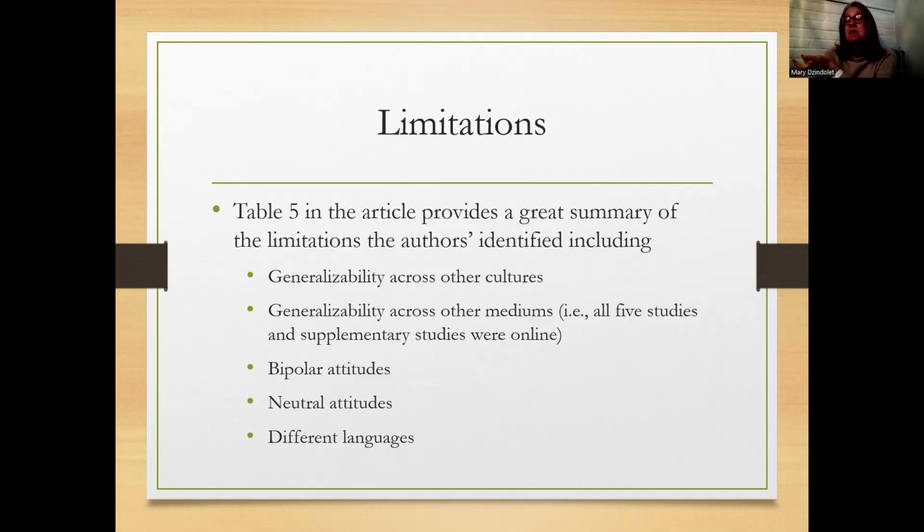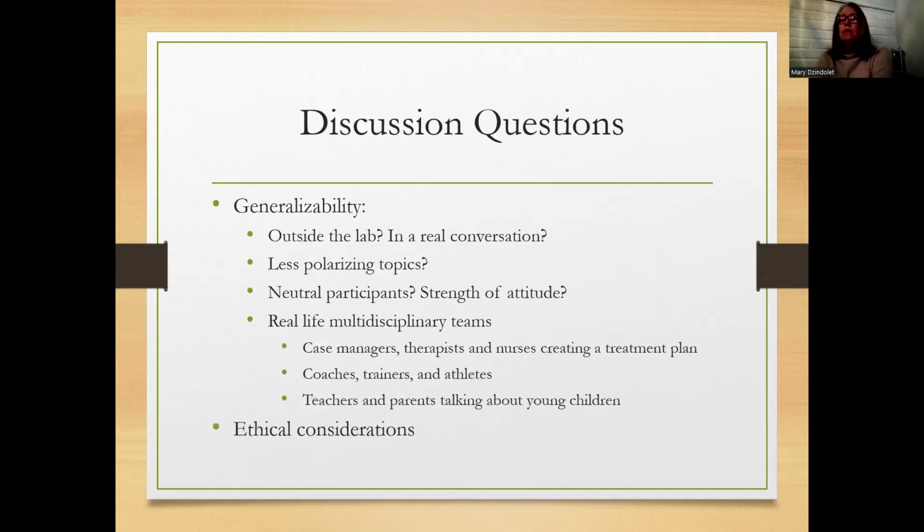Would this be the same in a different language? How much is support and opposed framing a thing that has to do with speaking in English? Would it be different in different languages? So limitations, they discussed a whole bunch of them. And so that is my summary of the article. I hope you enjoyed it.